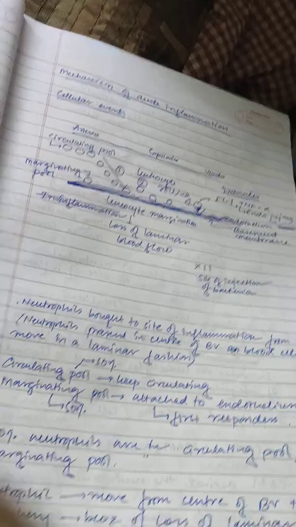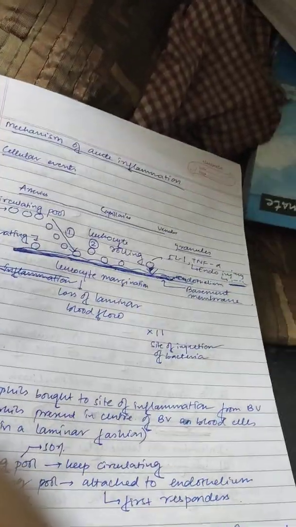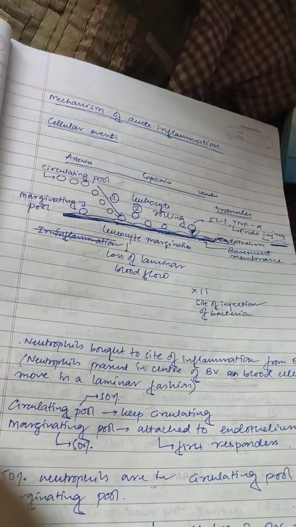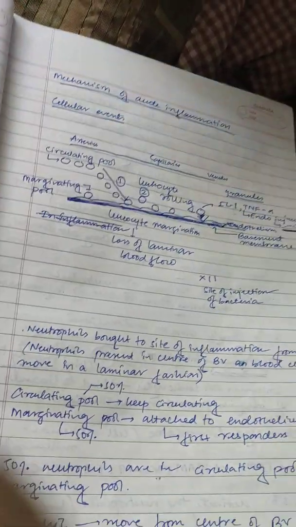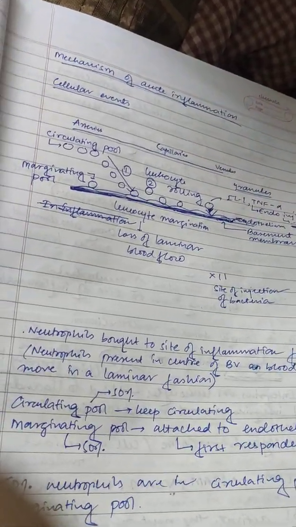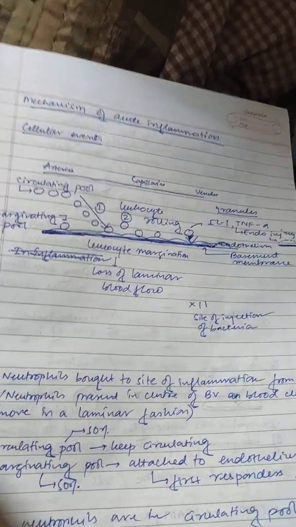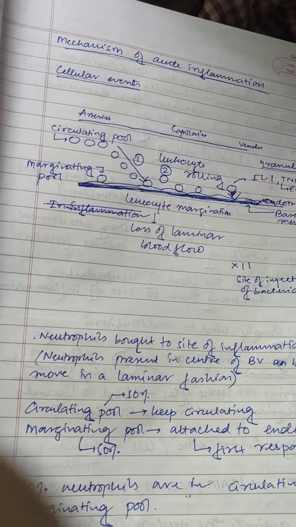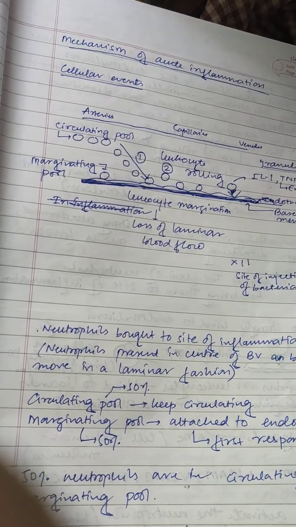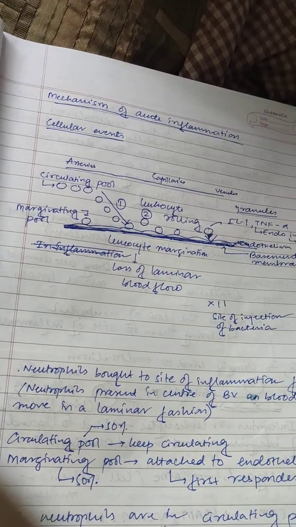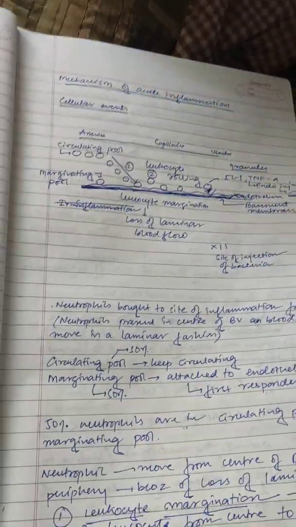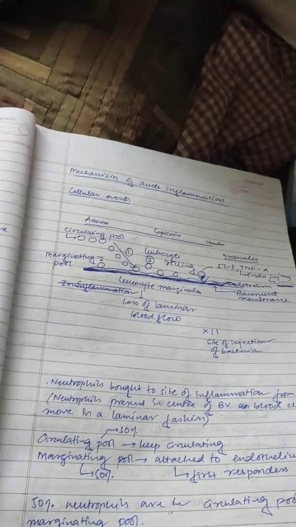Now I will come to the mechanism of acute inflammation. The mechanism of acute inflammation is very important for your professional examinations, university examinations, and also for NEET PG. There will be two types of events, the cellular events and the vascular events. First the cellular events, which are a little bit complicated, but let's discuss this.